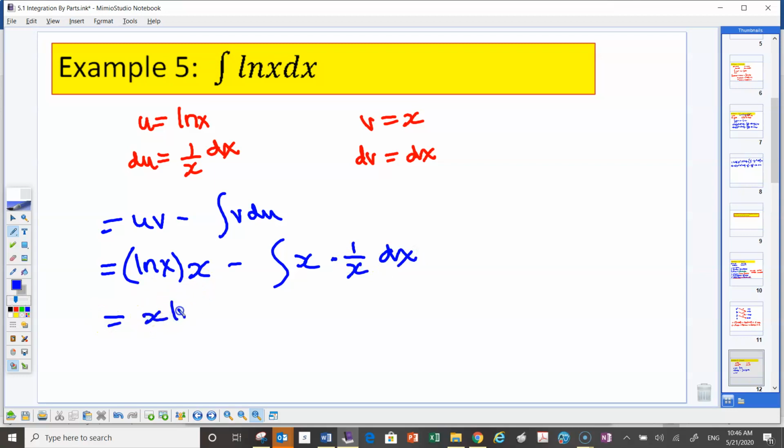Just going to change the order here. This ends up just becoming dx because the x and 1 over x cancel. So now if I integrate 1 dx, it's really equal to x plus a constant, and that would be my final answer.